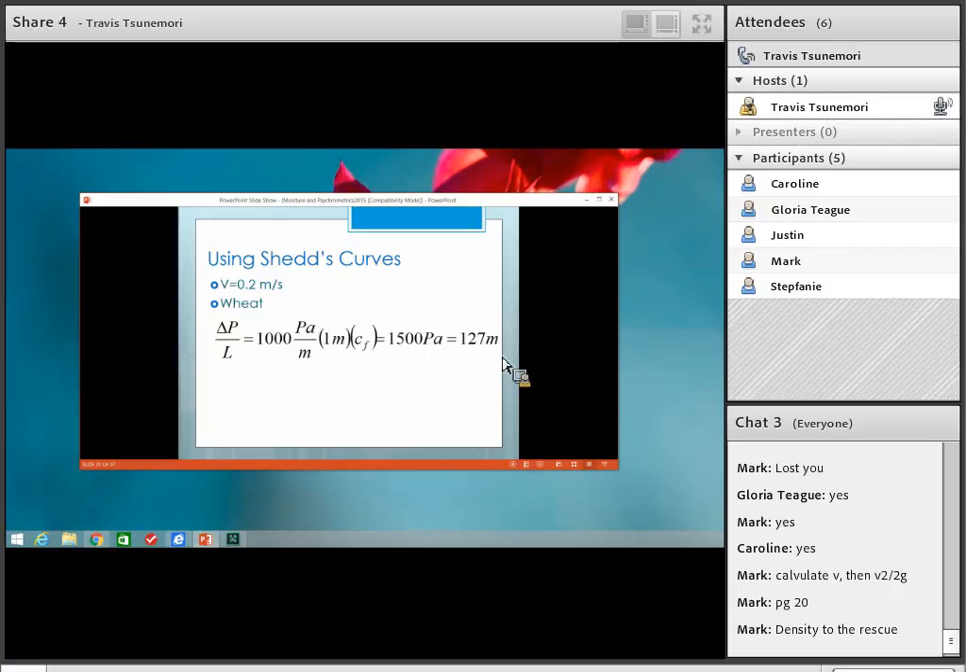So we have to multiply by the depth of grain, which is 1 meter. And we have to multiply by the correction factor because Shed's curves were done for clean, dry grain. So if we do that, we get 1,500 pascals. And converting to meters, we get 127 meters. So they're not identical, what we get in the equation and what we get through Shed's curves, but they're pretty darn close.